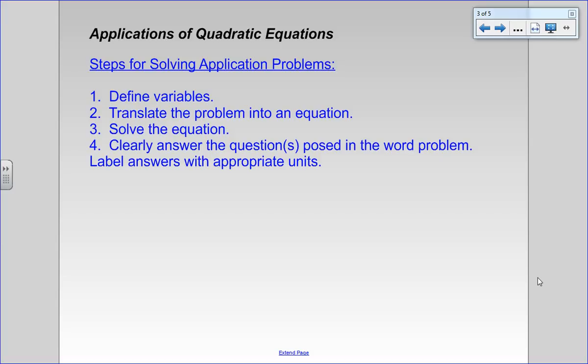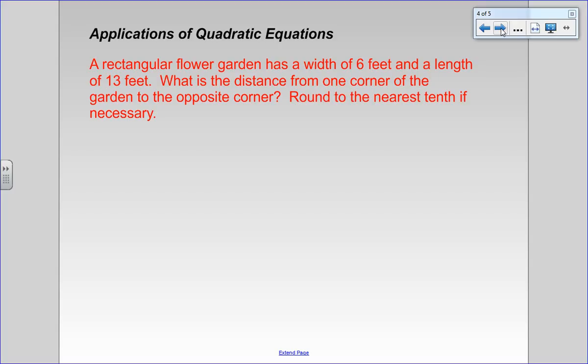In this video, we will look at some examples of how quadratic equations can be used to solve problems involving the Pythagorean theorem. As a reminder, we will use the same 4 steps for solving application problems that we have used in the past. Define variables, translate into an equation, solve the equation, and clearly state the answers. Let's look at our first example.